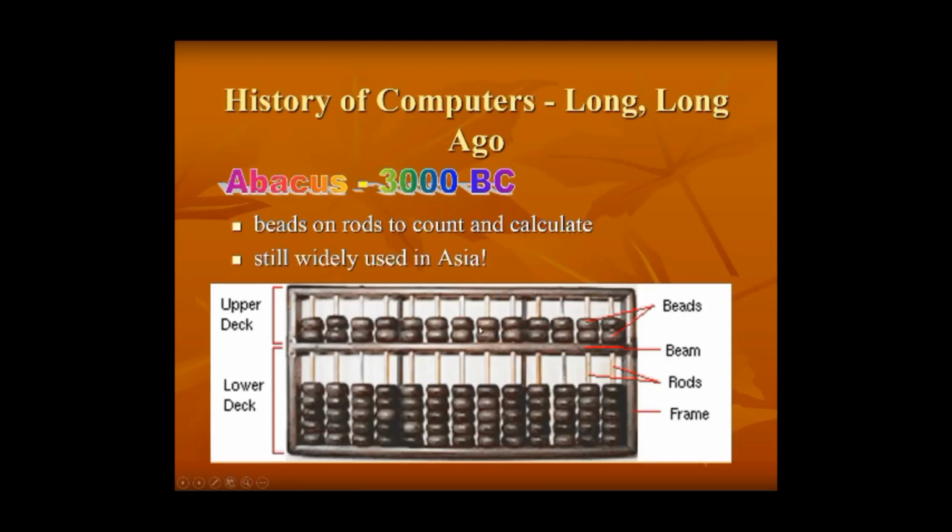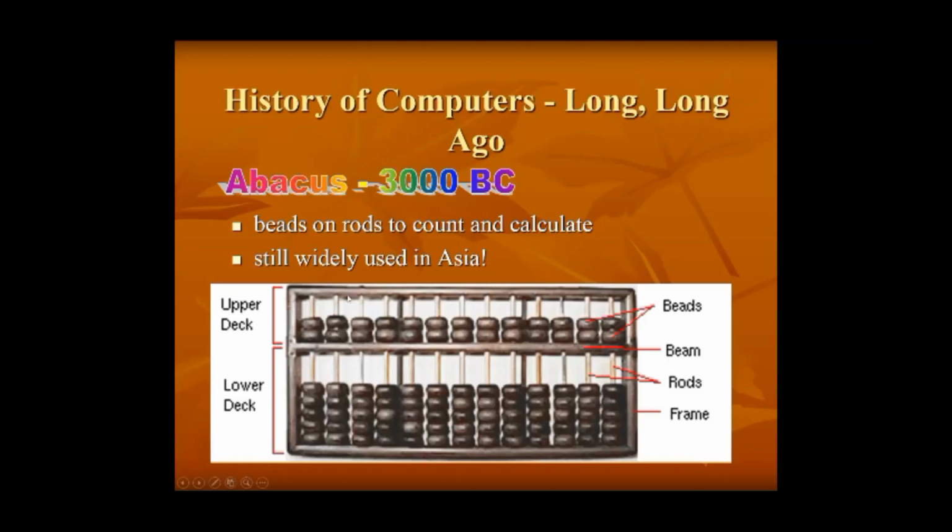And by the way, class, for the information of all, the abacus is still widely used in Asia. I think in Japan and China, they're still using the abacus to teach their students how to count and calculate. Now, the abacus here is divided into two. There is what you call the upper deck and the lower deck.